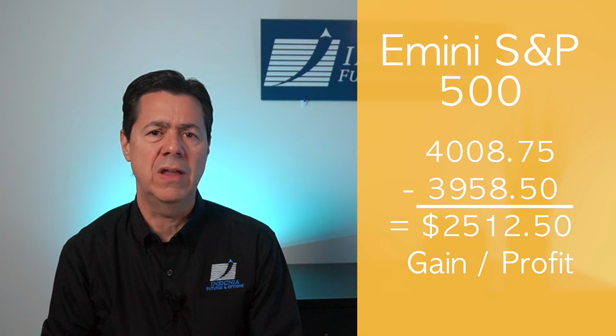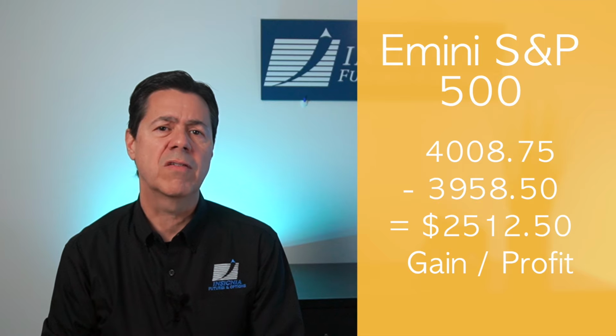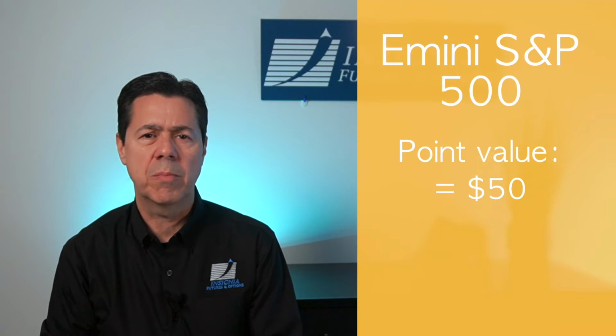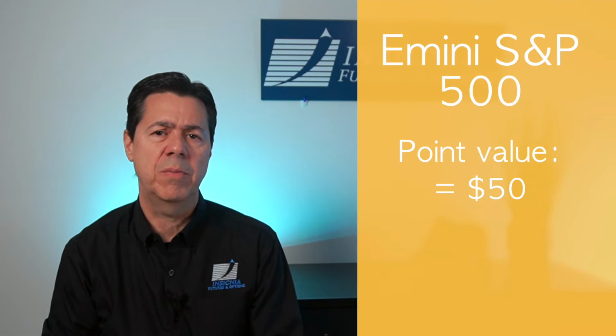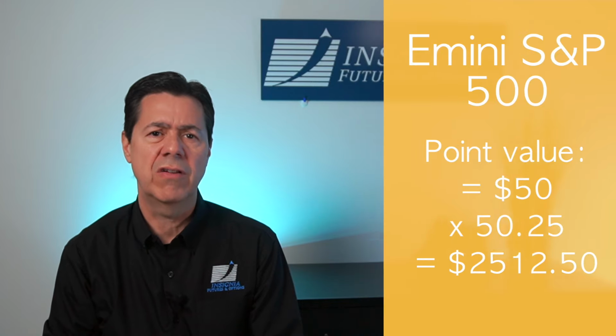Here's an example. The current price quote for an E-mini S&P 500 futures contract is 4,008.75. It's up 50.25 points, which is a big move for this market. If you were fortunate enough to have bought one futures contract at the previous day's closing price of 3,958.50, you would be up $2,512.50 on this trade. That's because a full point value is worth $50 in this contract. In this example, we multiply $50 by the number of points the E-mini S&P 500 futures contract moved up from the previous close, 50.25 in this case. This calculates the dollar value of the price change.